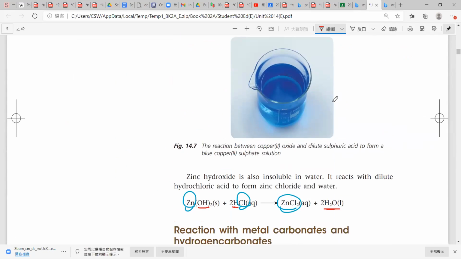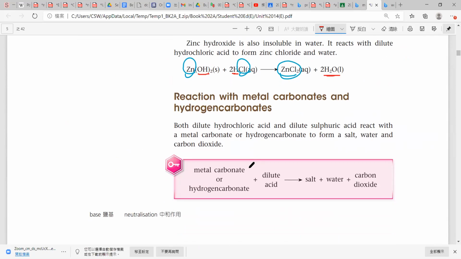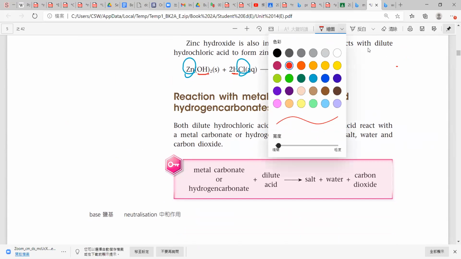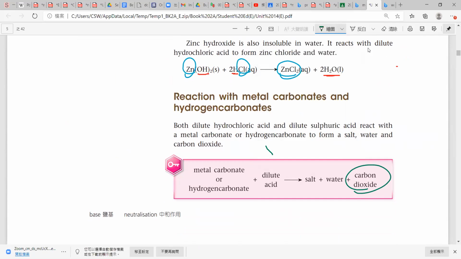Questions? Now, similarly for metal carbonate and hydrogencarbonate, they will react to form salt and water, but also carbon dioxide. So this is somewhat very different. So that's why it is not classed as a neutralization reaction. Even though the acidity of the acid is lowered by the presence of carbonate and hydrogencarbonate, according to our definition, this type of reaction we do not call neutralization, because carbon dioxide will also be formed besides salt and water.